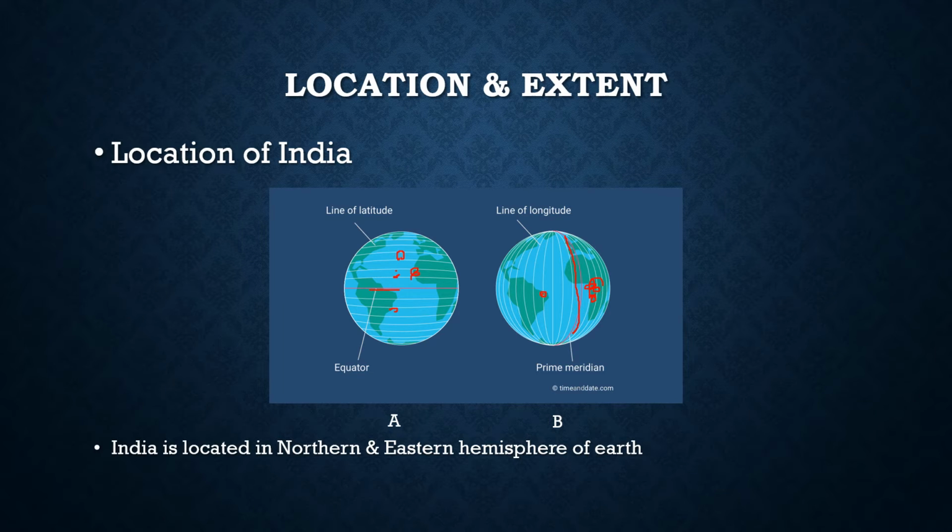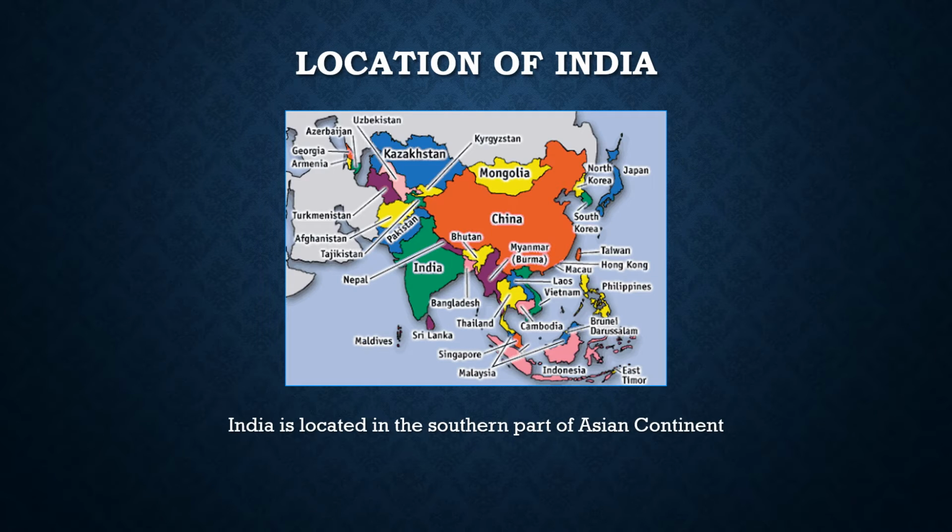Now let's see the location of India in continent of Asia. This is the map of continent of Asia. India is located in southern part of Asian continent. See the southern part of Asian continent.